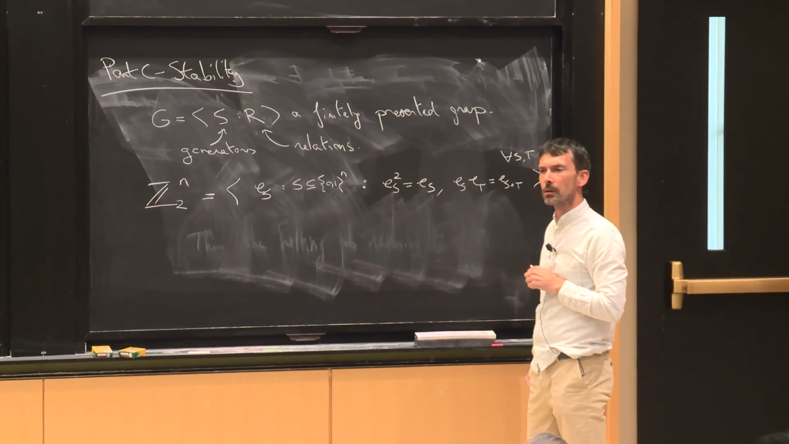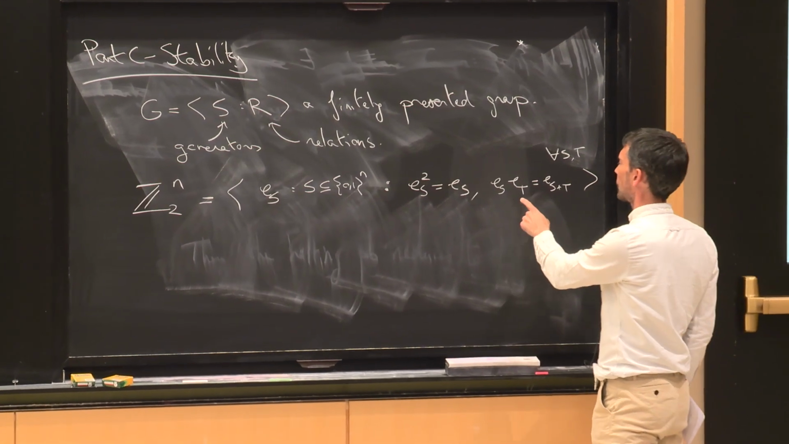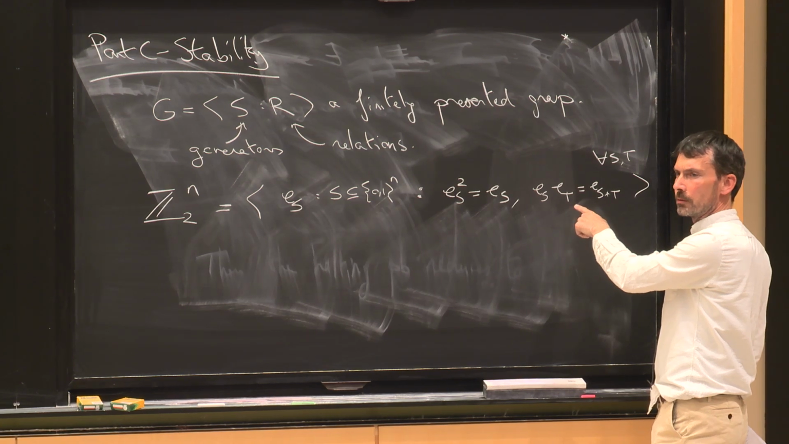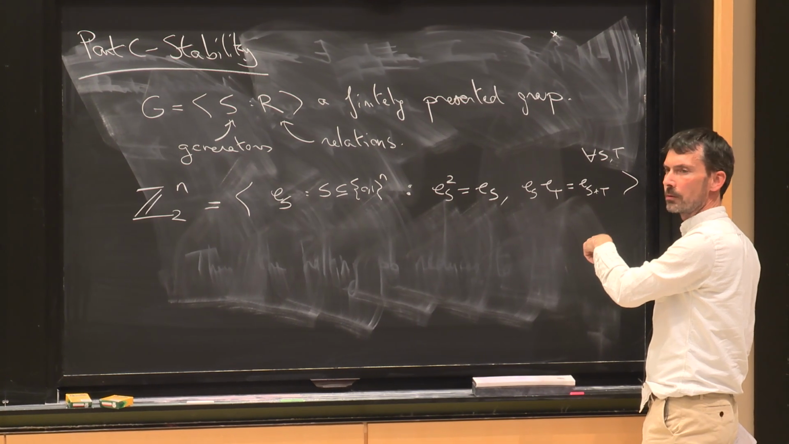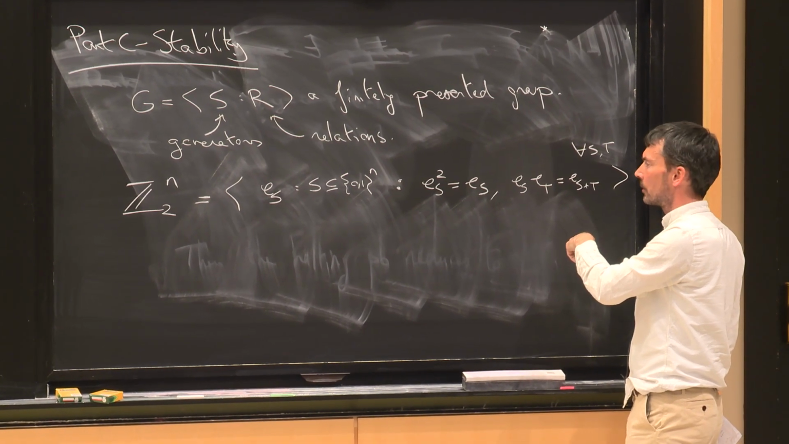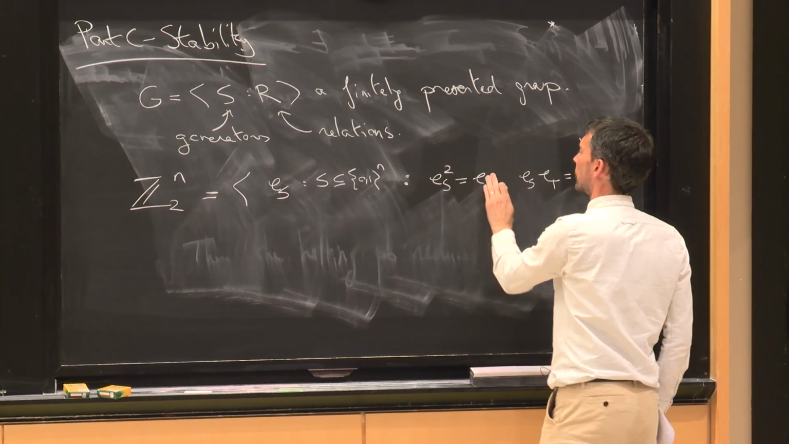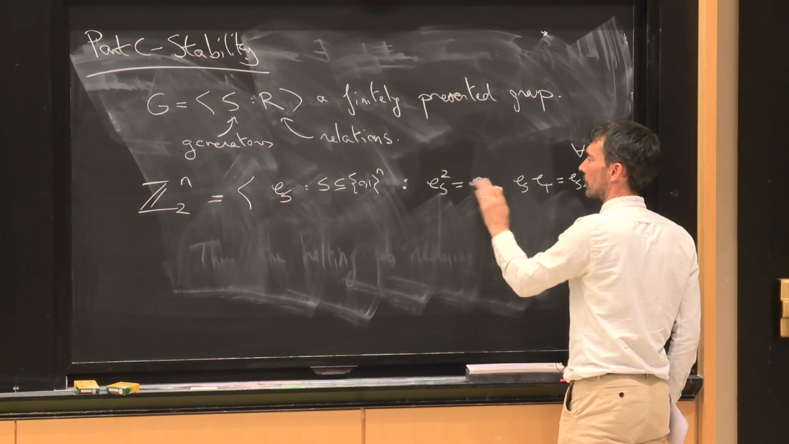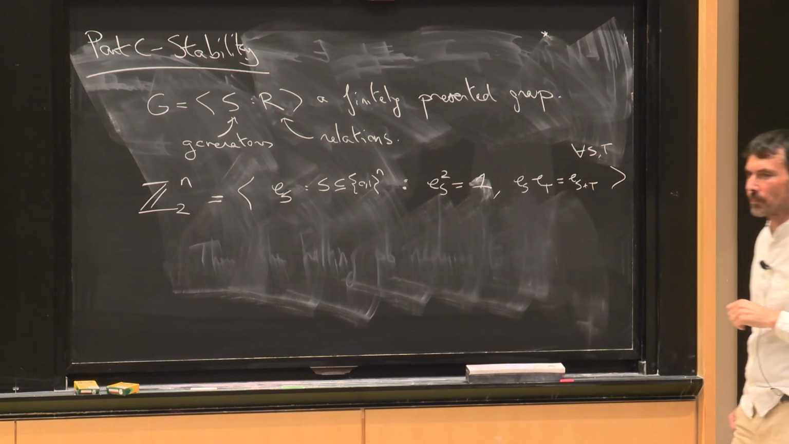Sorry, which one? I don't understand why you're including E_s squared. Because it's included here? No, it doesn't seem to be. Sorry, equals the identity. Yeah. So the identity will just be equal to 1.